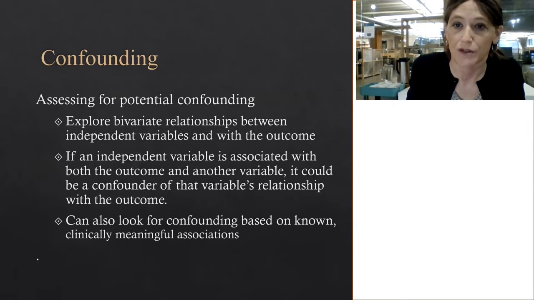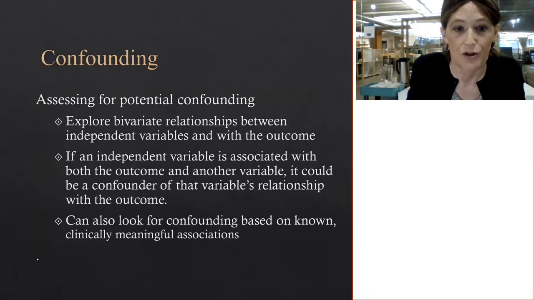Well, one reason we want to do that is we want to know everything that could be related to the outcome. And if we have something that we're primarily interested in terms of its relationship with outcome, if it's related both to that exposure and to the outcome, then we want to make sure that we include it as a potential confounder. So if an independent variable is associated both with the outcome and another variable, it could be a confounder of that variable's relationship with the outcome.